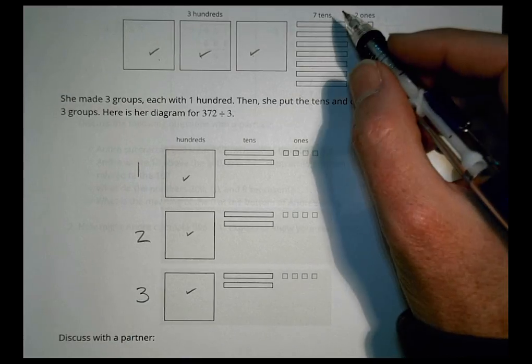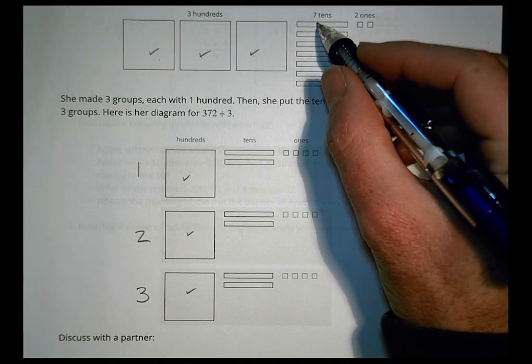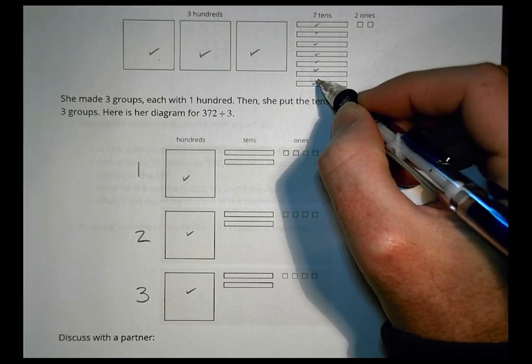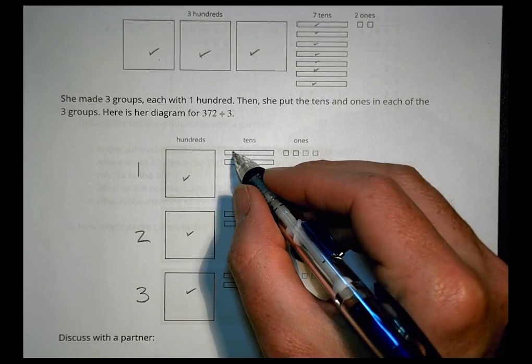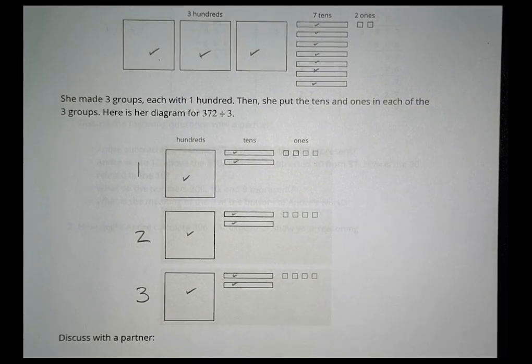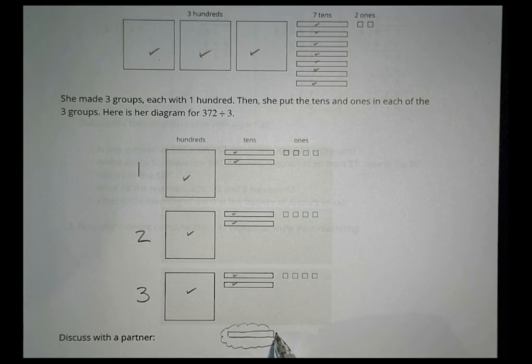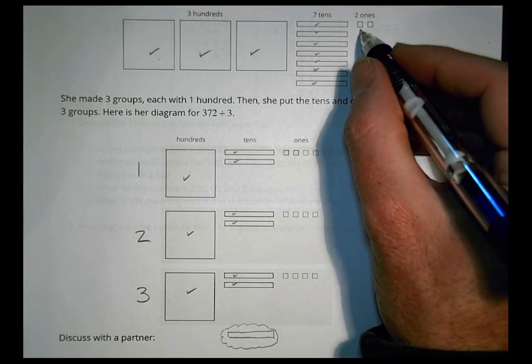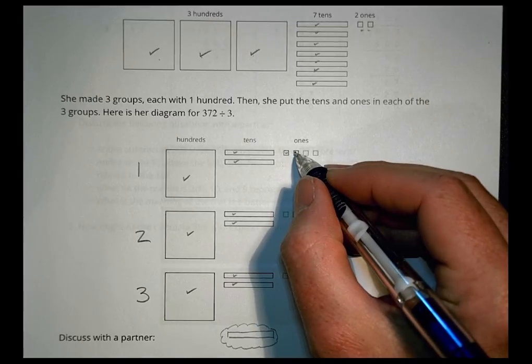Now for the 7s, or the 10s, we know she had 7 of them. 1, 2, 3, 4, 5, 6, 7. And what she does is she puts them here. 1, 2, 3, 4, 5, 6. And then the 7th one is not really there, is it? I'm going to just draw it right here for now just so we can see where that is supposed to be. So this one is not really in the picture, is it? For the 1s, she has 2 1s, and we can see 1, 2. The 2 1s are here.